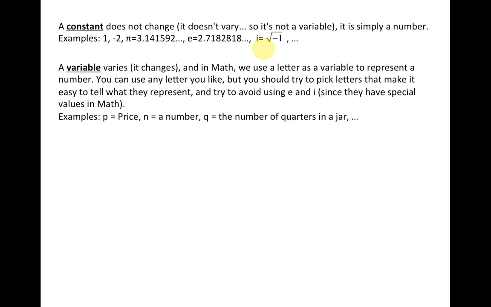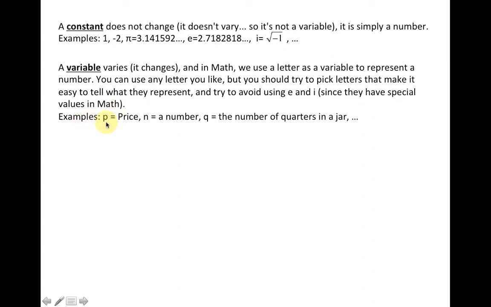So now, let's talk about the next thing in algebra, a variable. A variable, as the name suggests, varies and changes. In math, we use a letter as a variable to represent a number. You can use any letter that you like, but you should try to pick letters that make it easy to tell what they represent. And try to avoid using letters like E and I, because as we just saw, they have special values in math.